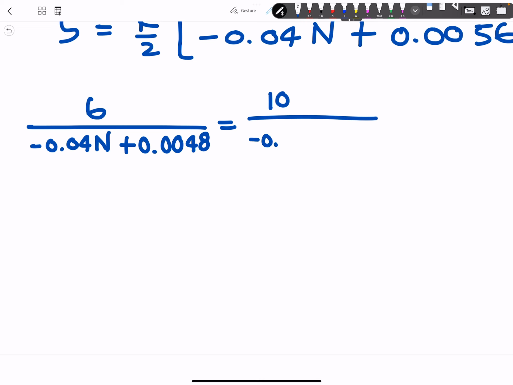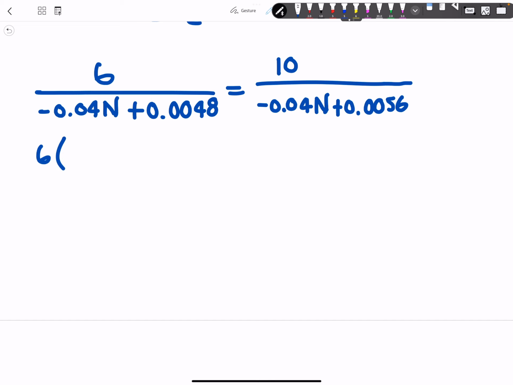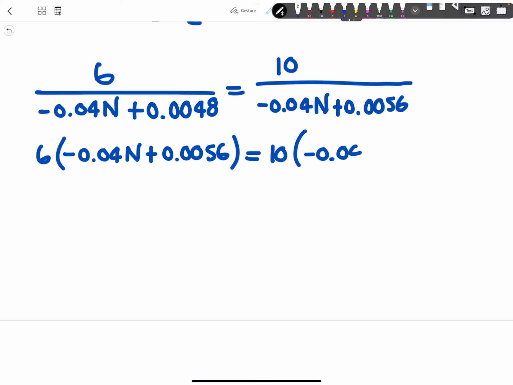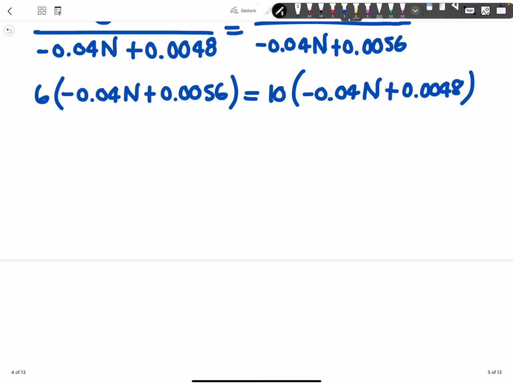All right, so since the spring constant k is going to be the same throughout the problem, we know that these two k's are equal. They are the same thing. So we get to set them equal to each other. So if I set both k's in these two boxes equal to each other, I'm going to get 6 over negative 0.04n plus 0.0048 is going to be equal to 10 divided by negative 0.04n plus 0.0056.